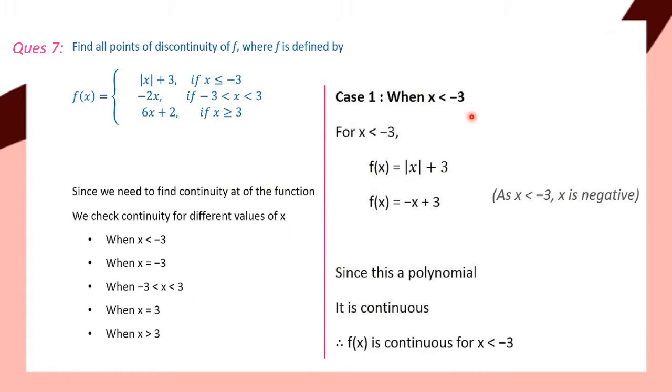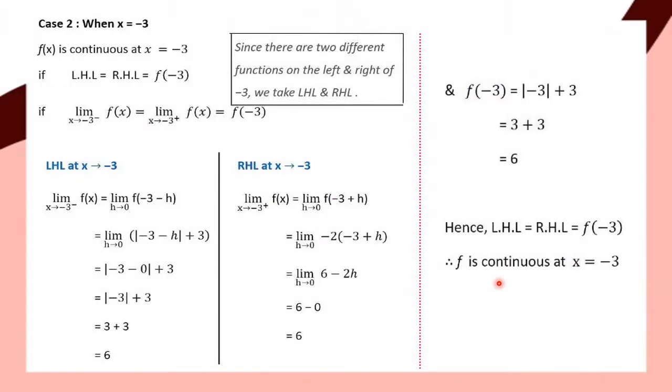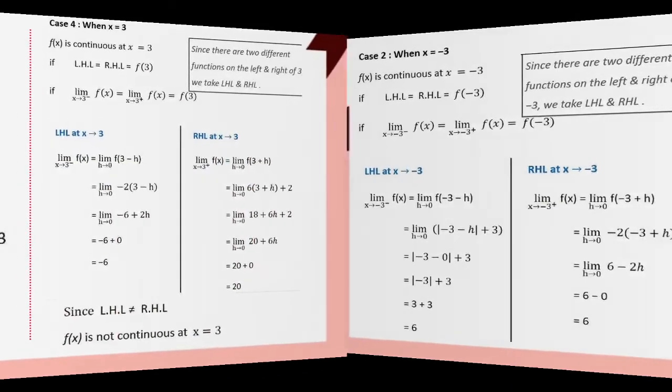Case 1, when x is less than minus 3. When x is less than minus 3, the value of the function is mod of x plus 3. Definitely when x is less than minus 3, x is negative. So when x is negative, f(x) will be equal to minus (x plus 3). Again, it is a polynomial function, so continuous. Let's talk about x equal to minus 3. When x is equal to minus 3, let's check the left hand limit, then the right hand limit, and the value of the function. All are coming as 6. It means the function is continuous at x equal to minus 3.